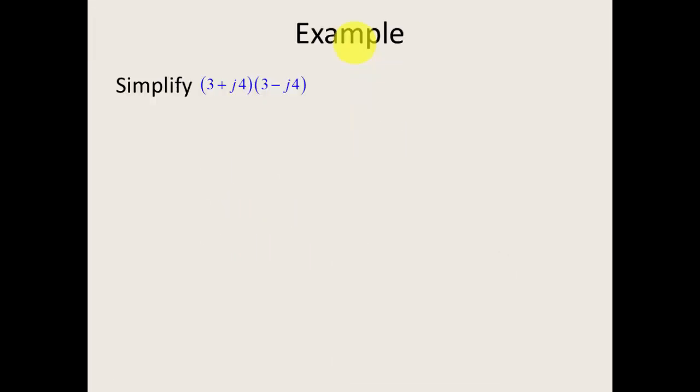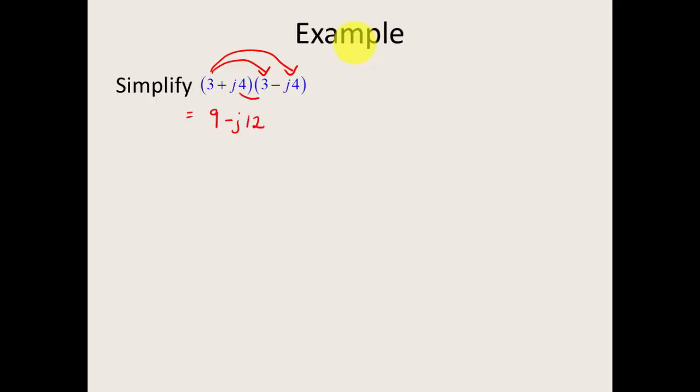So let's check this out. I have 3 plus j4 and 3 minus j4. You notice that this is z and this is its conjugate. So I should expect a real number at the end. But let's apply distributive law and see whether I really do get it. So let's just perform the multiplication as we usually would. So I'll take the 3 and then multiply into 3. So I get 9. Take the 3, multiply into negative j4. I get negative j, 3 times 4, 12.